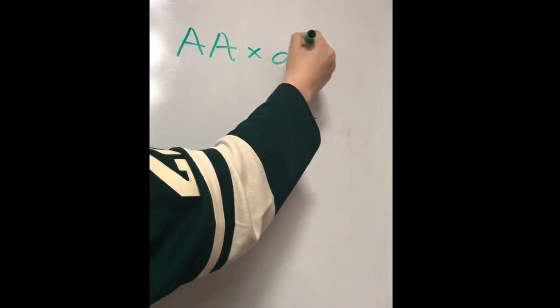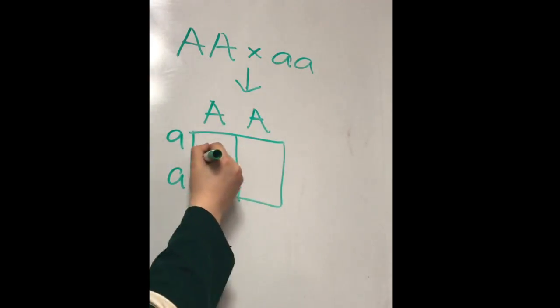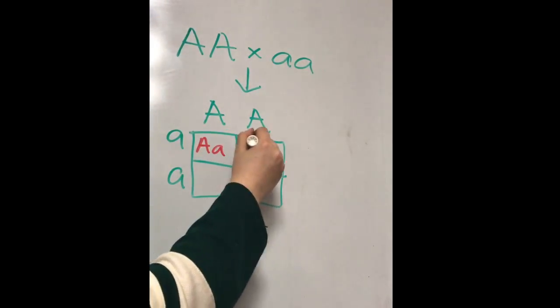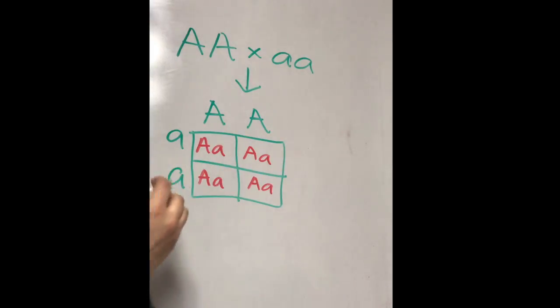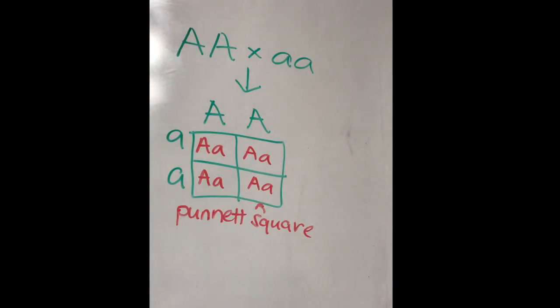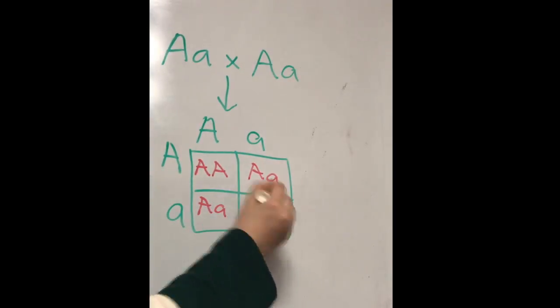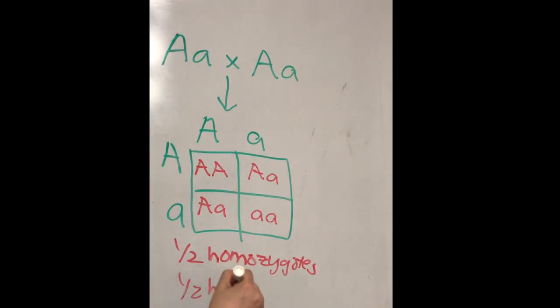So, if you perform a cross between a big A big A individual and a little a little a individual, you will get all heterozygote healthy children because you get one allele from mom and one allele from dad. This is a Punnett square, which aids in the understanding of basic Mendelian crosses. So what if we cross two heterozygote individuals? Well, if we draw a Punnett square, we see that we get half homozygotes and half heterozygotes.